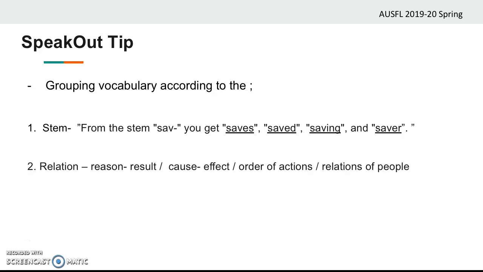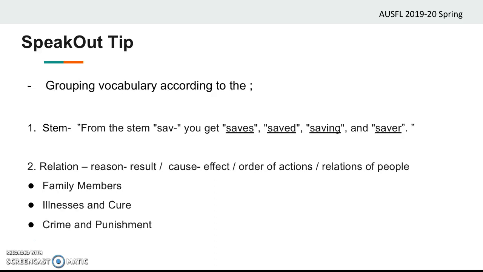Or you can group the words according to the relations of the words. For example, when you try to learn family member vocabulary, because of the relations of the people around you, you can remember them better. And we will try to learn crime and punishment vocabulary in this way.